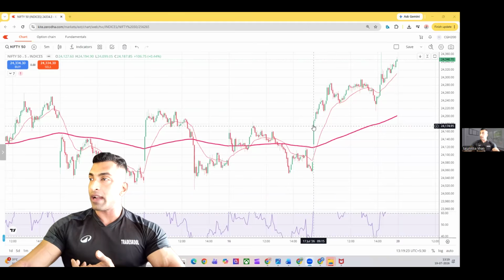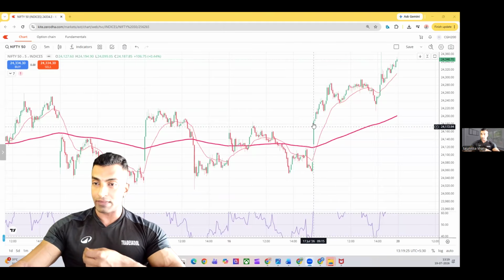For example, again let me share the screen and I'll show you where the strongest candle is coming. If you look at this one, here you can see a very strong candle, right? It is above the 20 EMA and above the 200 EMA. This is the strongest candle, what I mean.